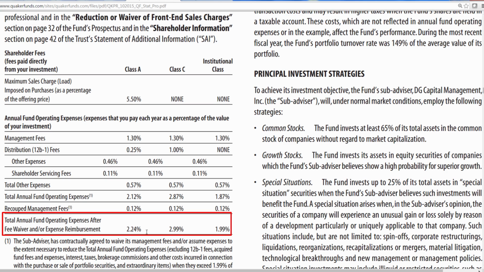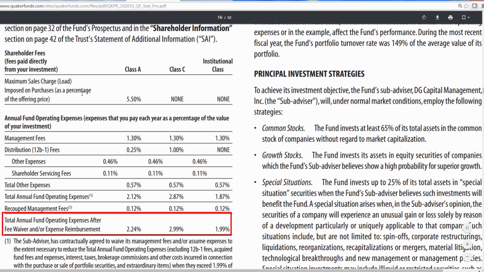And you can see then that makes it hard for a company like Quaker and their Quaker Strategic Growth Fund to do well. They're really making their money on the fees that they charge. So if I was evaluating mutual funds, I would have some concerns about Quaker, and I'd certainly expect some big returns from them.